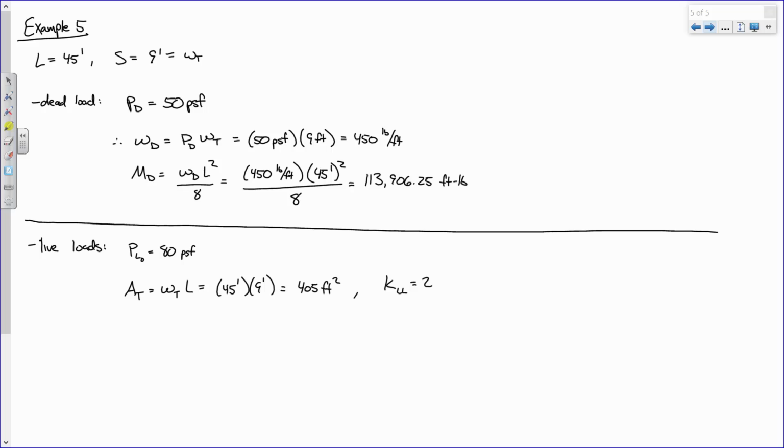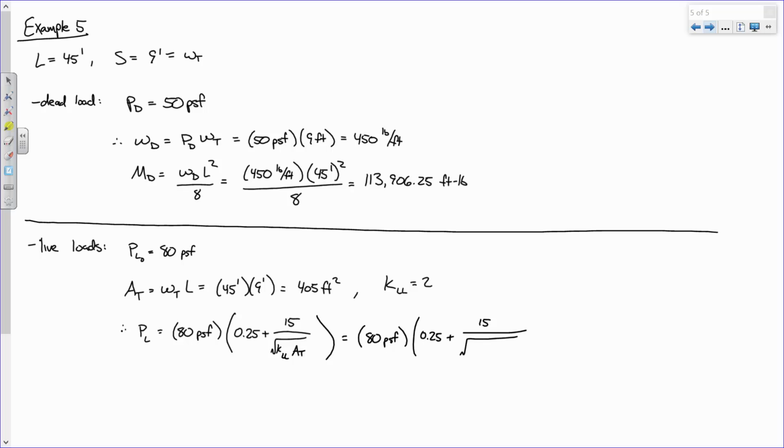Then we can perform live load reduction to determine a reduced live load. That's 80 PSF times 0.25 plus 15 over the square root of K_LL A_T. So that's 80 PSF times 0.25 plus 15 divided by the square root of 910 square feet. Did I do that right? 2 times 405, 810.